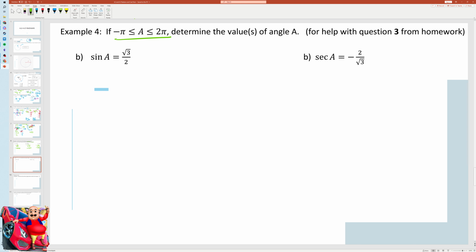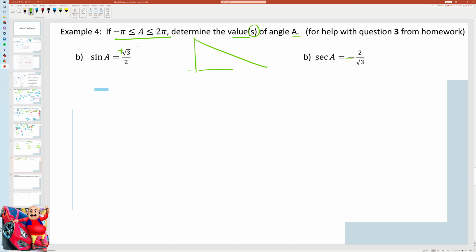If we're working on a domain of negative pi to 2 pi, determine the values of alpha that satisfy the equations. Here we go. Even before we get started here, look at what we're given. Notice a couple things. Here we're positive. Here we're negative. Let's go one at a time. But look at these numbers. They come from a specific triangle.